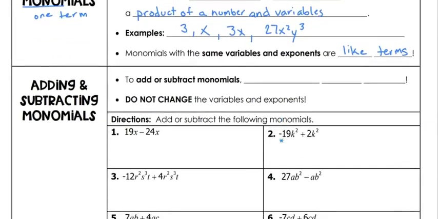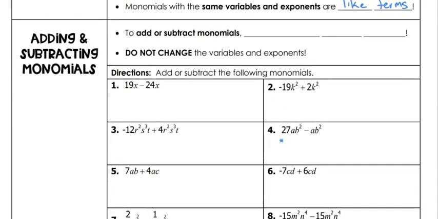All right, so adding and subtracting. When we're adding and subtracting monomials, all we're going to do is combine like terms. We've done this before with x's, and now it can be any variable. Here's our first example, 19x minus 24x. Same variable, so we can put them together. 19 minus 24 is negative 5, so this is negative 5x.